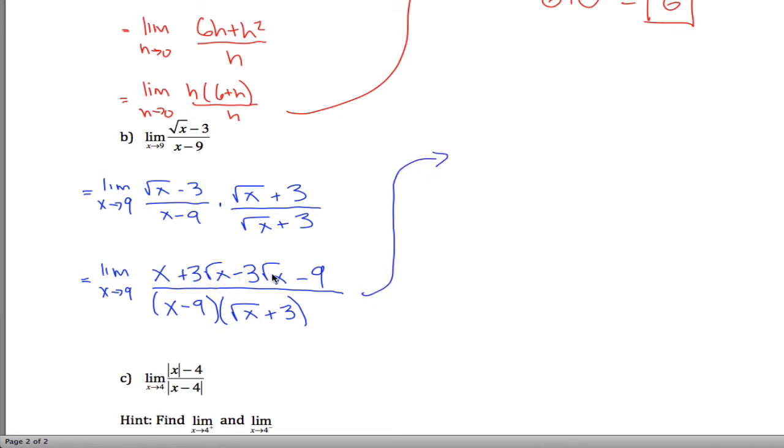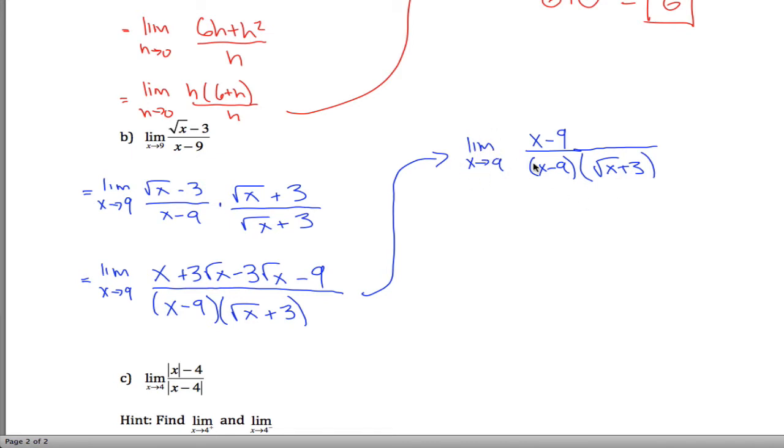Positive 3 root x and minus 3 root x, these two guys cancel out. All I'm left with up top is x minus 9. In the bottom, I got x minus 9 divided by the square root of x plus 3.